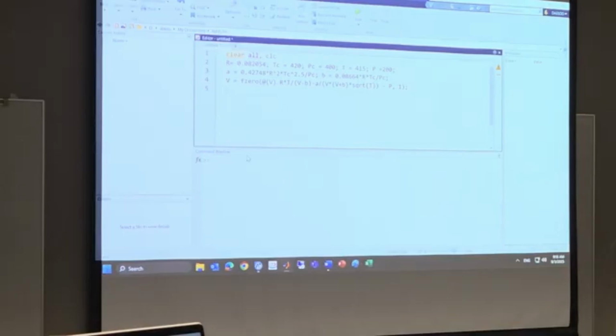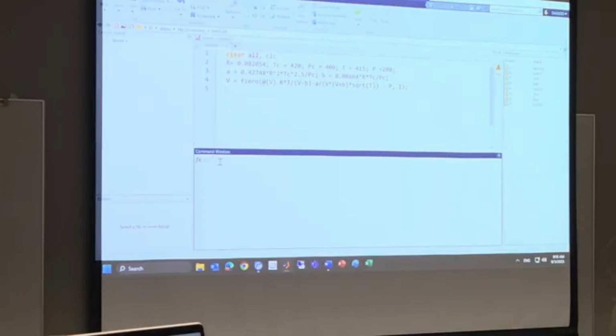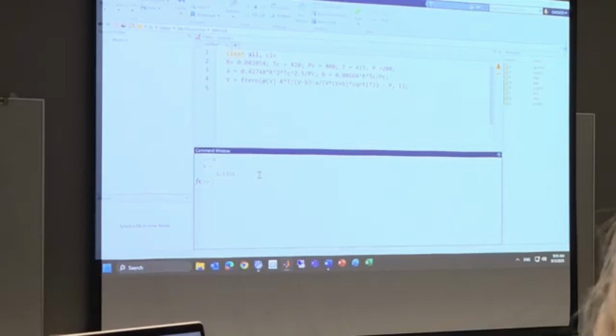So if I run this, we are looking for the specific volume of one component at 450 K and 200 atm. Let's find out. It is equal to 0.1355 liter per mole. Did you choose a problem? Did you find the answer? No, not yet.